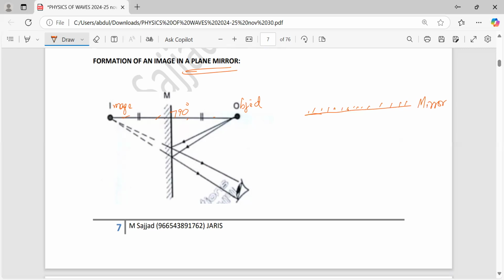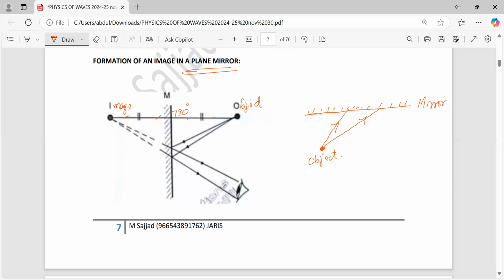Now what I'm going to do, let's suppose here, this is O for object. O for object. Now my dear friends, from this point, two rays are drawn, like one ray this way, that is the incident ray, and another ray here. These are two incident rays because they are going from the object to the mirror.